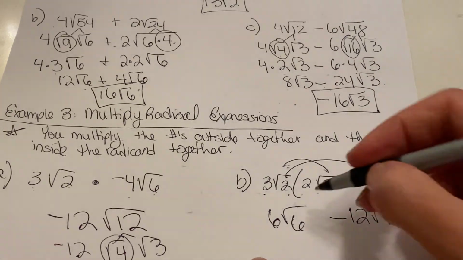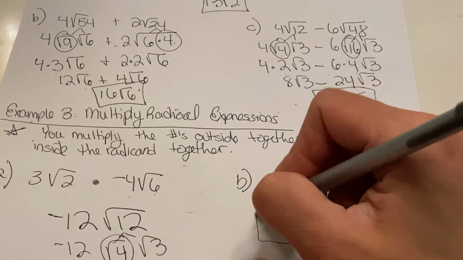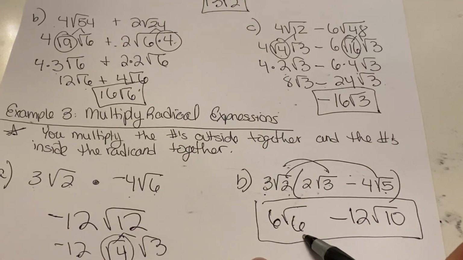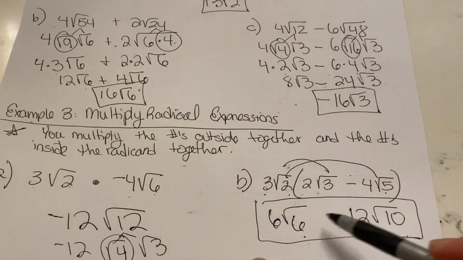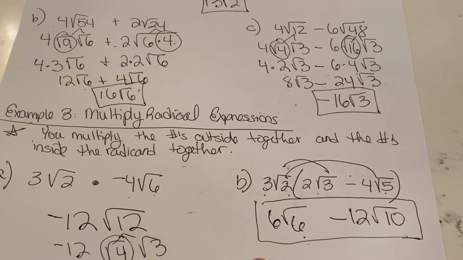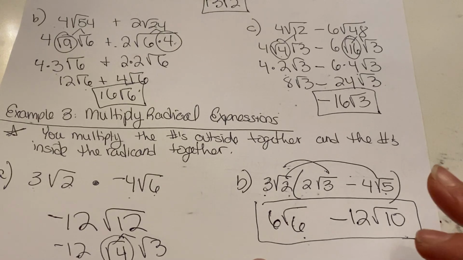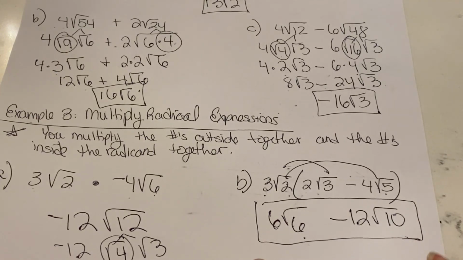All right. Now, this is your final answer because you can't break up the 6 anymore and you can't break up the 10 anymore. All right. So these are not like terms, so you can't combine them. And that's today's lesson. We're going to be spending the whole week on this lesson.